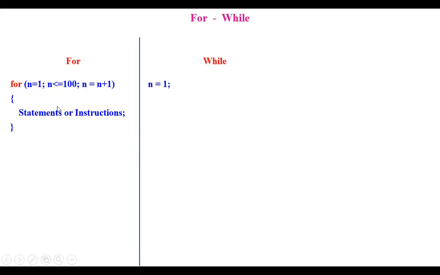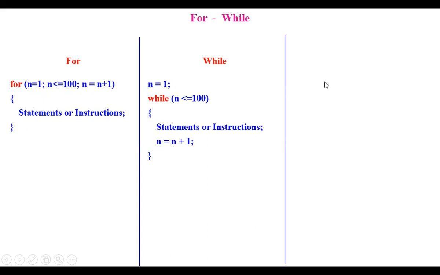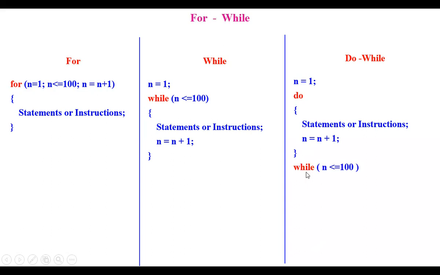So in the while, this initialization is done prior to that. So while the testing condition is given, the loop statements, the increment comes here, whereas in the do while, the initialization is here, do, and the loop statements come here. The test condition comes at the end in the do while.